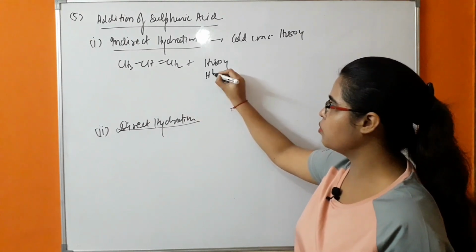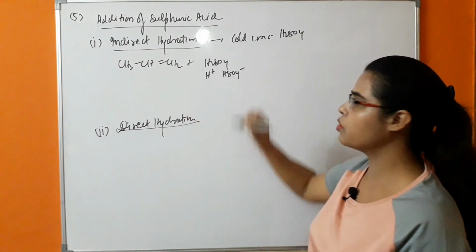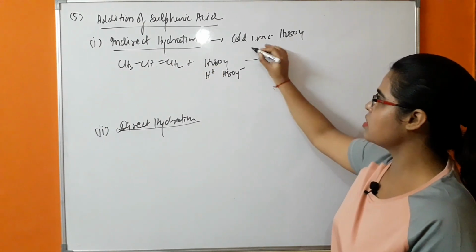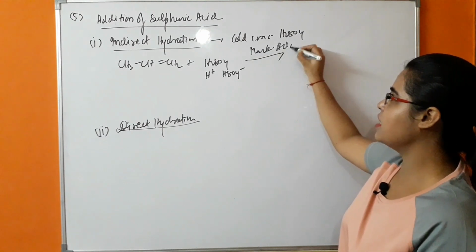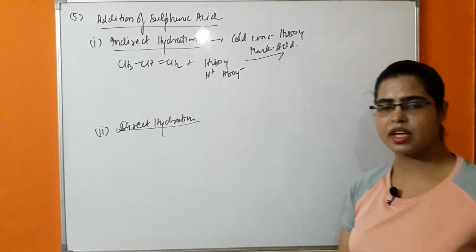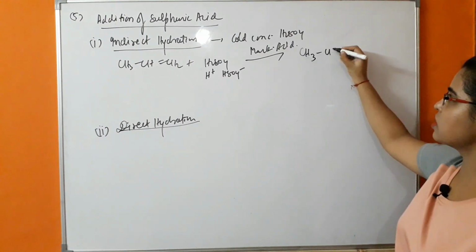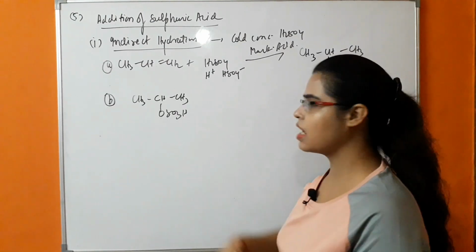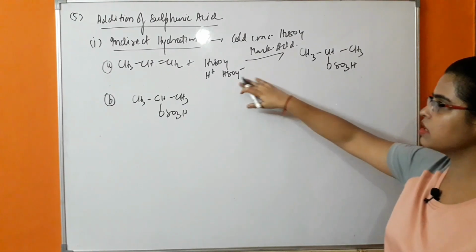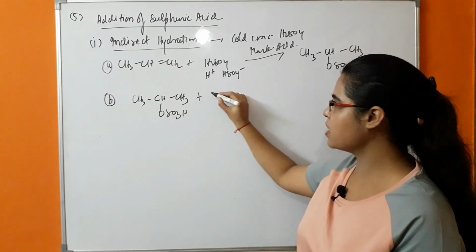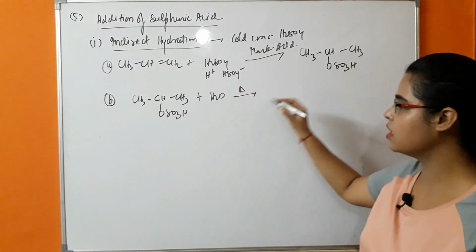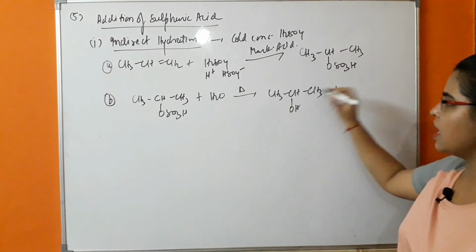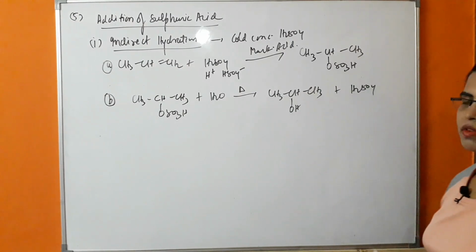H2SO4 will ionize into H+ and HSO4-. So first of all, there will be an attack of the electrophile. This reaction is occurring by Markovnikov addition, so it means it is following Markovnikov addition. There will be formation of CH3CH(OSO3H)CH3. This alkyl hydrogen sulfate, which was formed in the first step, will be hydrolyzed in the presence of water and heat. So a secondary alcohol will be formed and H2SO4 will be removed.